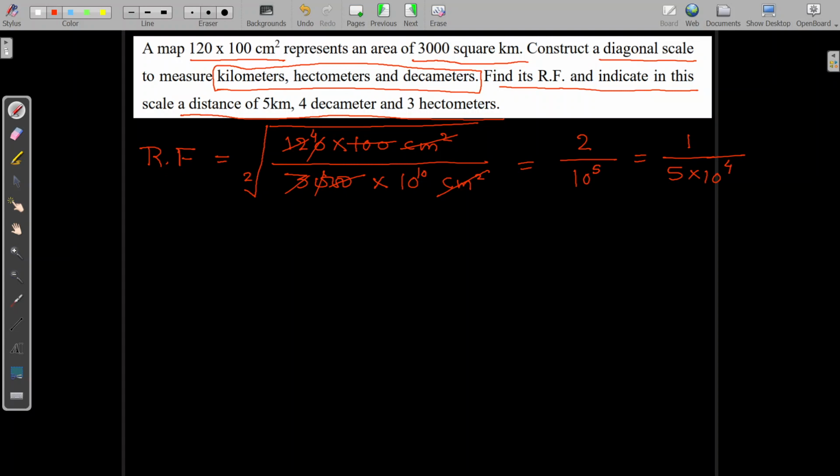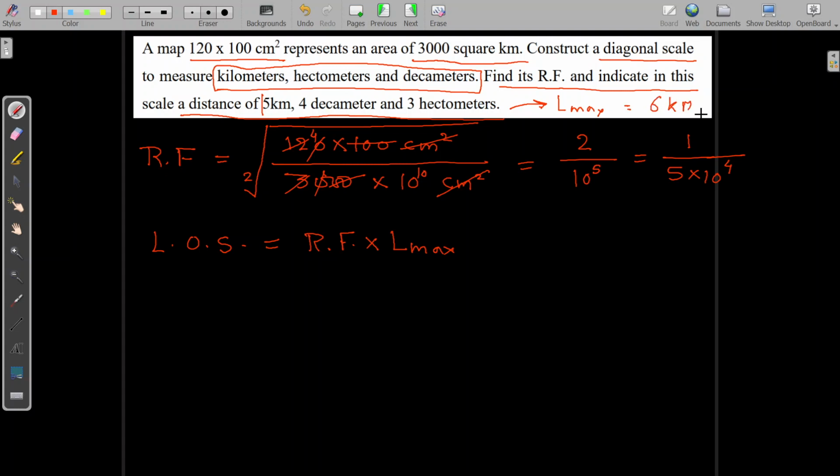Now next we have to find the length of scale. Length of scale is RF multiplied with L max. Since in this question L max is not given anywhere, but you have been given a distance which you have to represent on the scale, obviously we have to take a distance larger than this, because if we do not take L max larger than this, you cannot represent this distance. So assuming L max to be 6 kilometer.